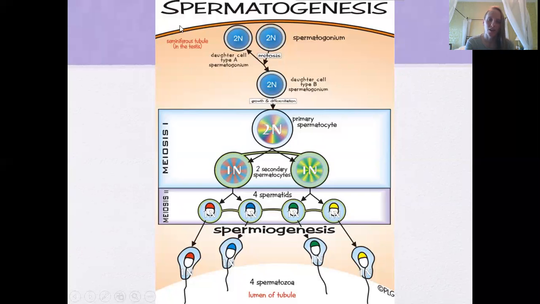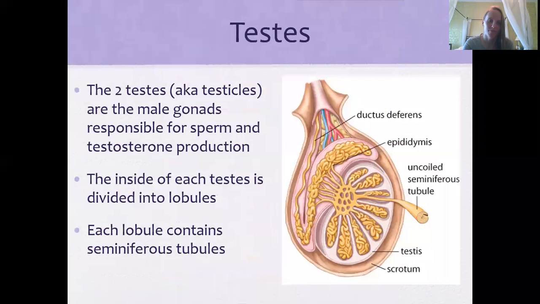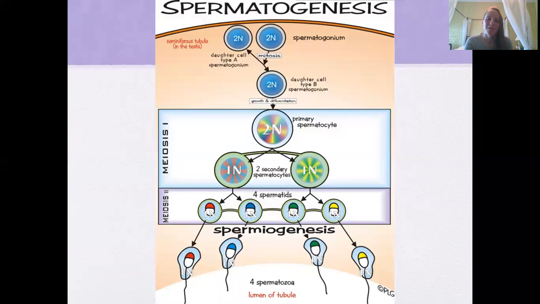This kind of dark orange layer here is the outside or the membrane of the seminiferous tubules. And that would form like a full circle if we went the whole way around. This is like kind of like a cross section of the seminiferous tubules. So essentially we have the spermatogonia on the outside.